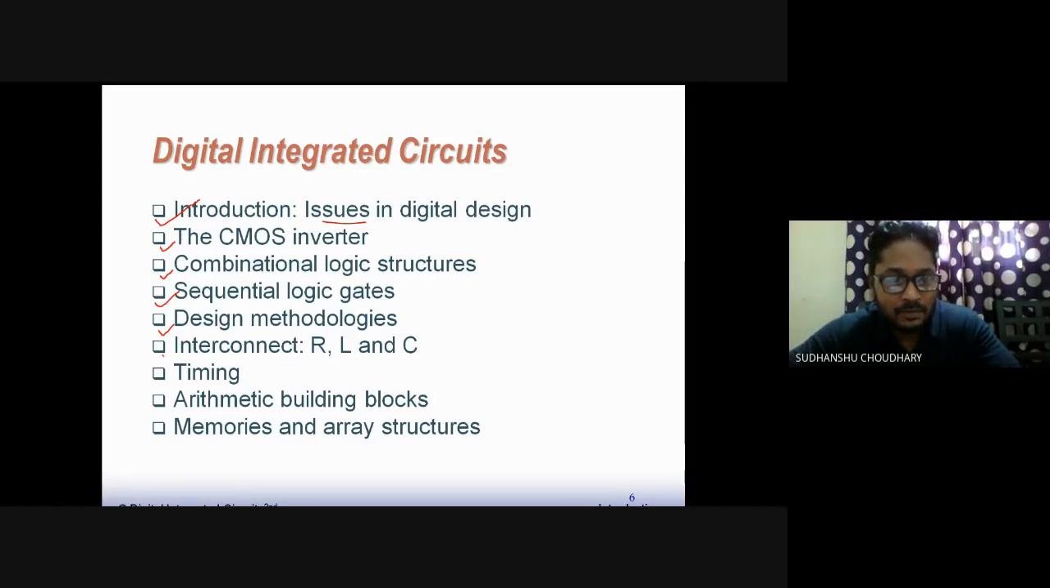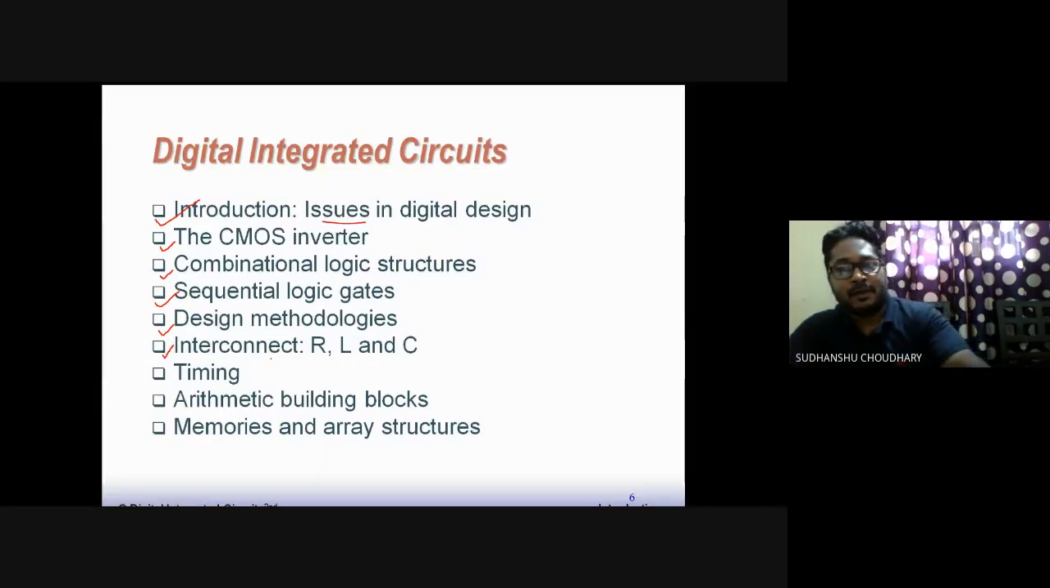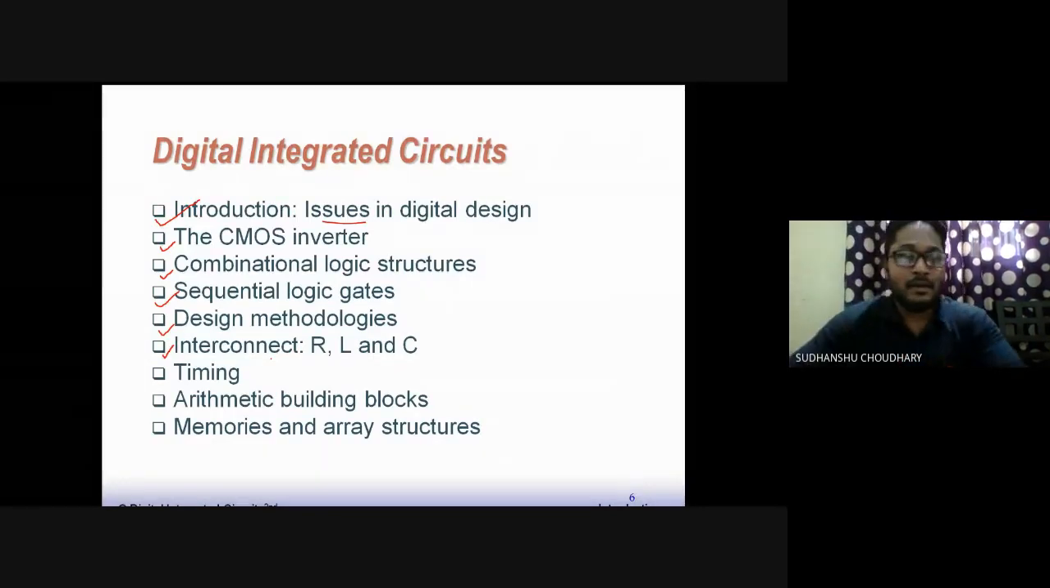Then we'll talk about the interconnects. Right. This is a very important section, as I said, because the performance of an interconnect is now dominating the performance of a gate today. So we'll learn about the parasitics of these interconnects, how to model them, how to extract the parasitics R, L, and C, and then how to use them in your circuit. Then after that, we will come to the most important section, timing. Right. This is the most important section, timing.